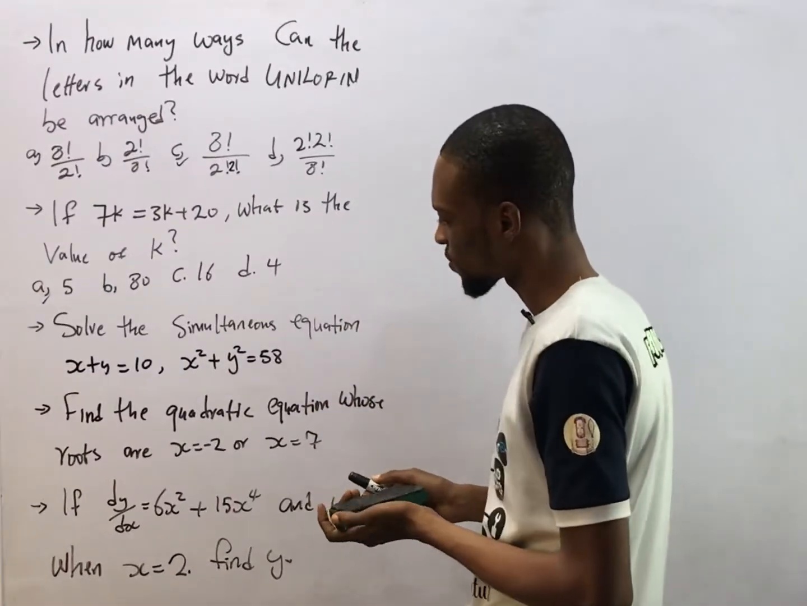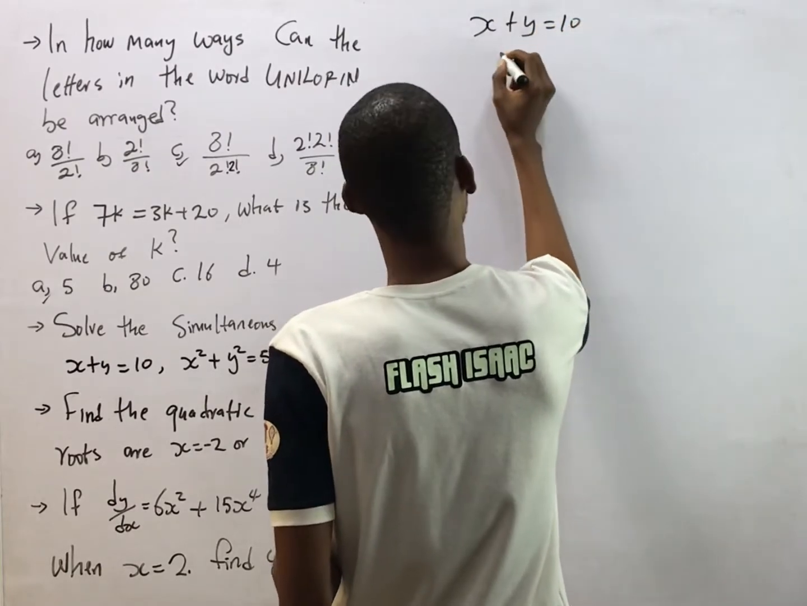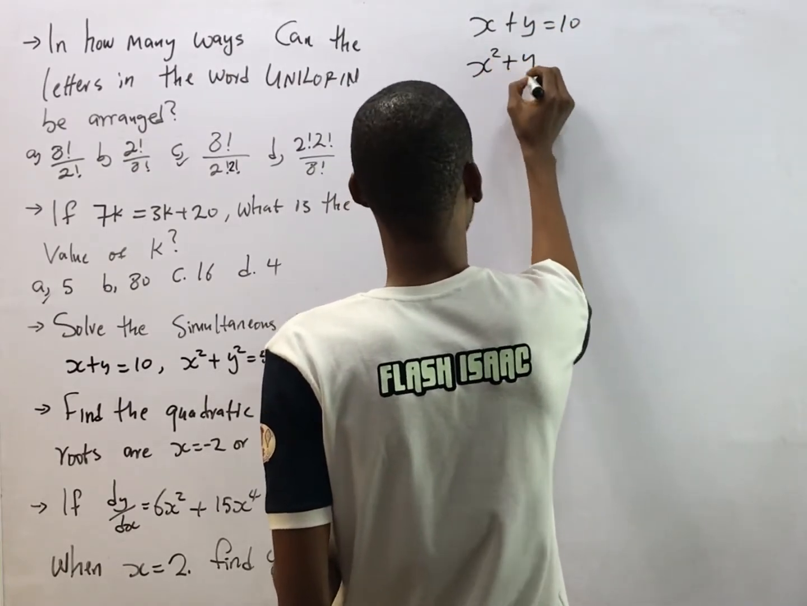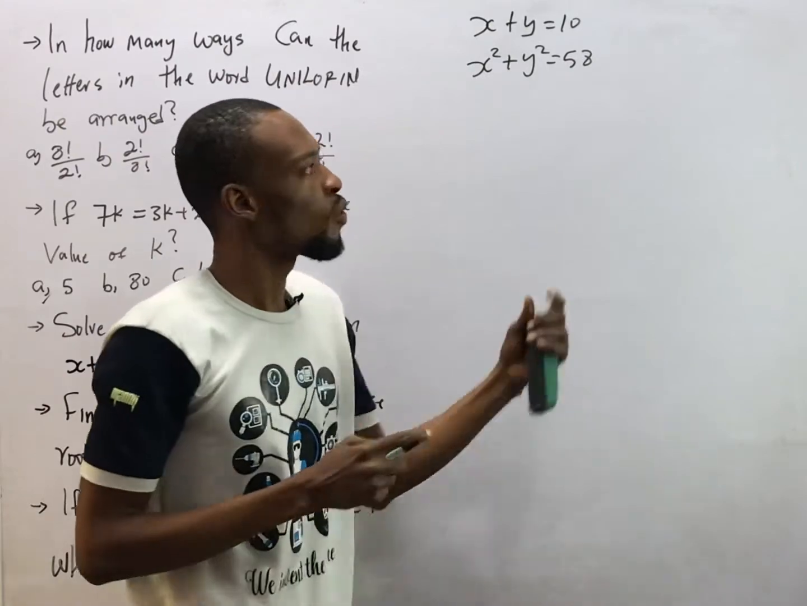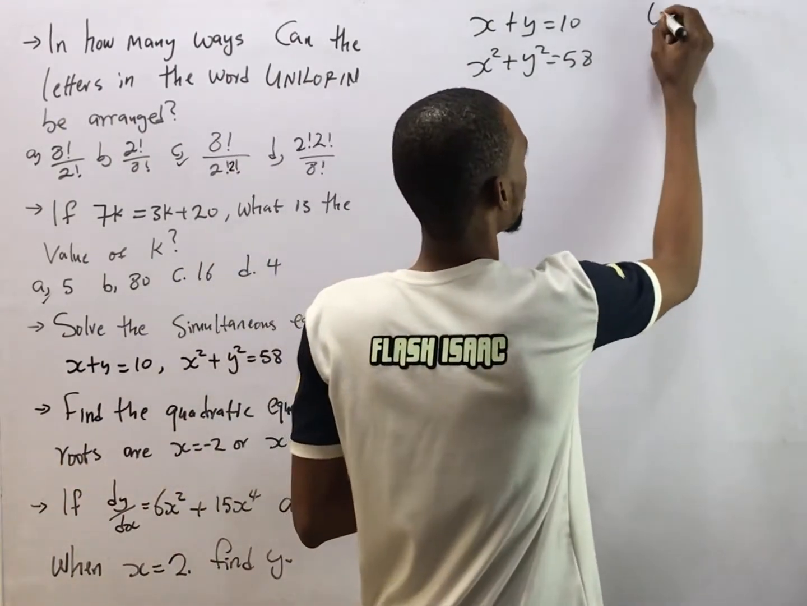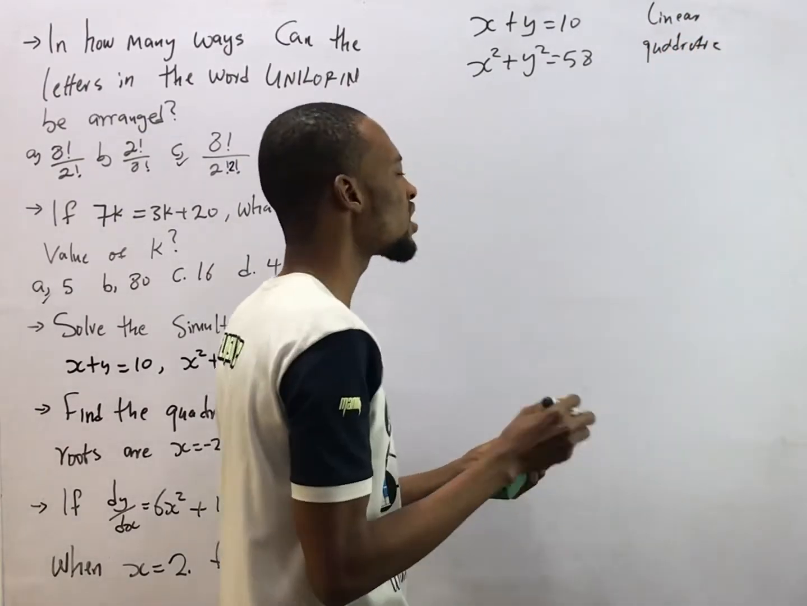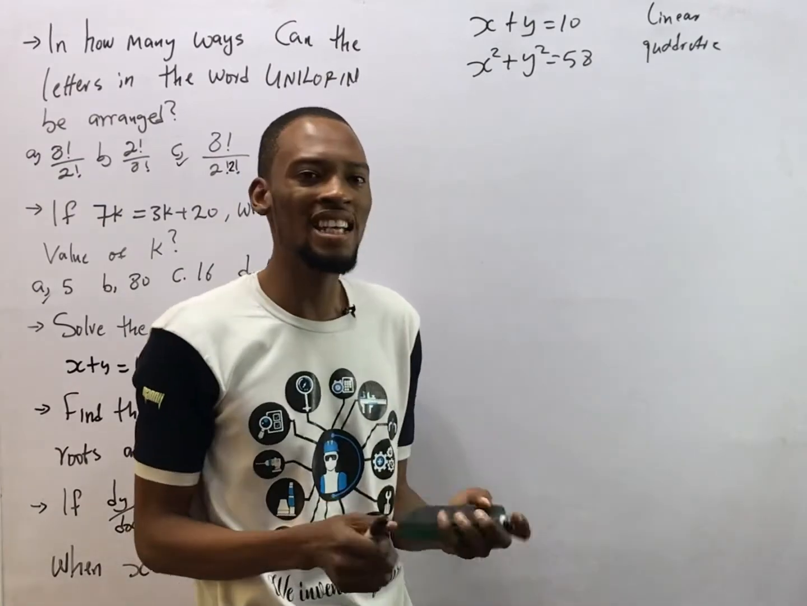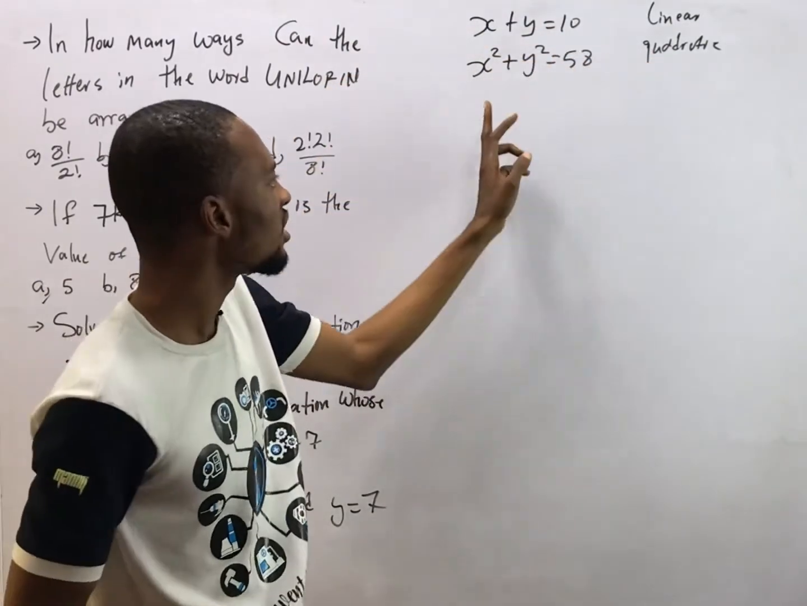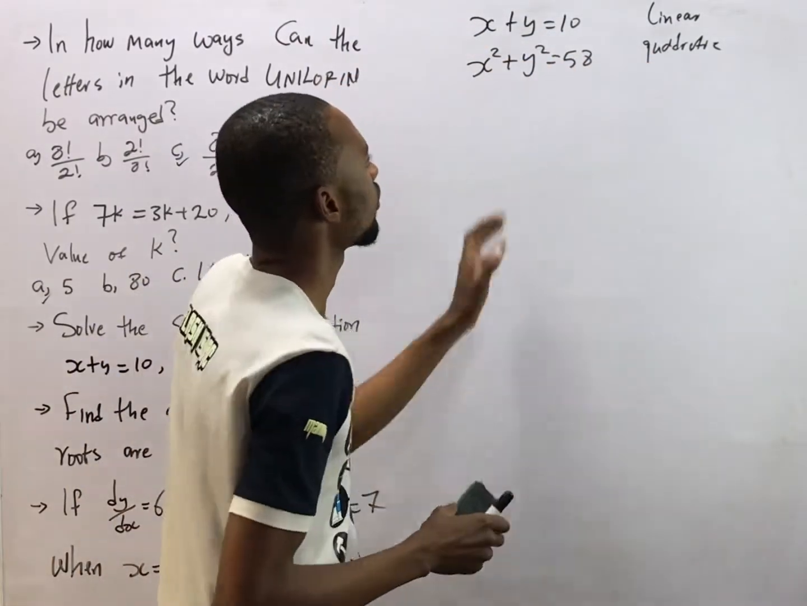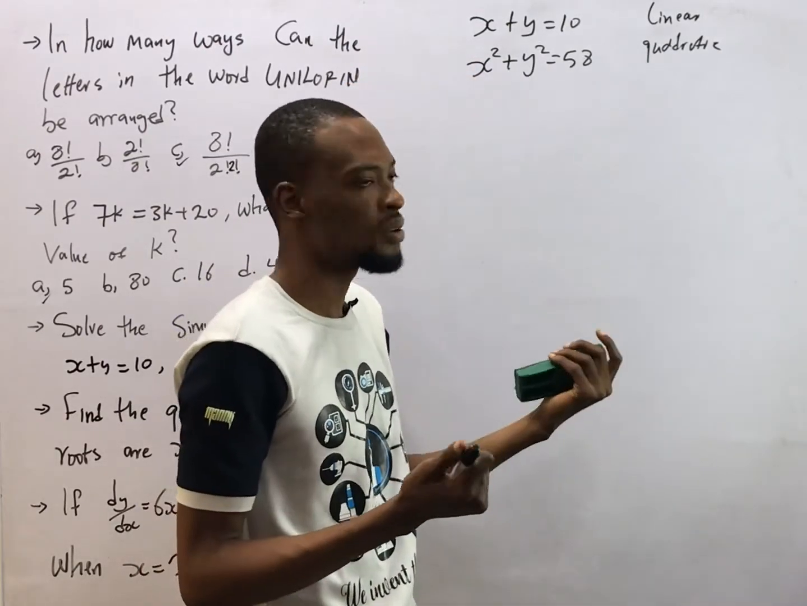Solve the simultaneous equation: x plus y is equal to 10 and x squared plus y squared is equal to 58. So this simultaneous equation is simply an equation with one linear, one quadratic. This is linear and this is quadratic. A quadratic equation is simply an equation with the highest power of 2. So when you have an equation with power of 2 as the highest power, it is a quadratic equation. Given this type of equation, we solve it using the substitution method.